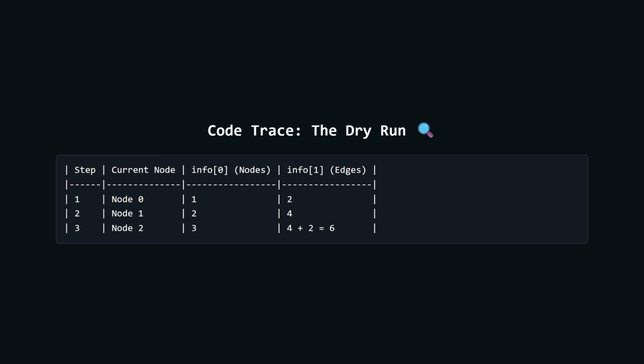Finally, we visit node 2. Our node count reaches 3. Node 2 has 2 edges, bringing our grand total of counted edges up to 6.